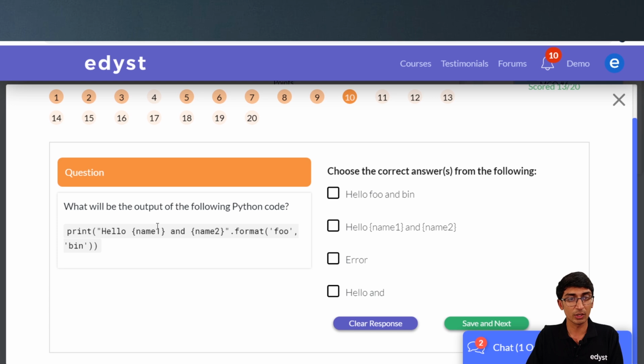What will be the output of the following code? Hello name 1 and name 2 dot format. This will give you an error, because when you use a dot format, you would actually require 0 and 1 over here. You can't do name 1 and name 2 over here.